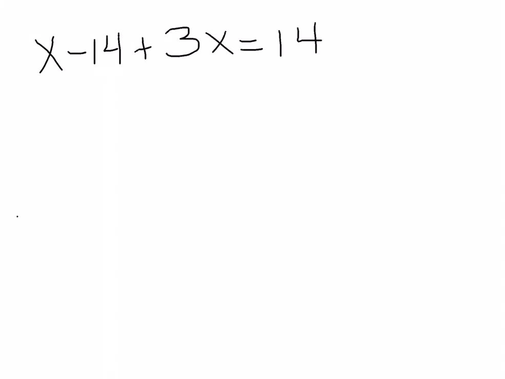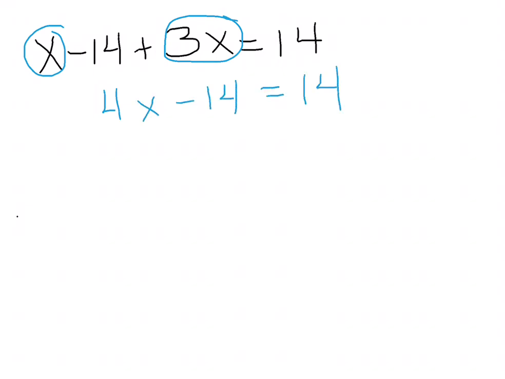Okay, so the first thing we got to do is combine like terms. Right away I see that I can combine the 3x on this side and the 1x over here. There's nothing in front of the x, so that makes it a 1x. There's 1x plus 3 more x's, so that's a total of 4 x's. So I have 4x minus 14 is equal to 14.